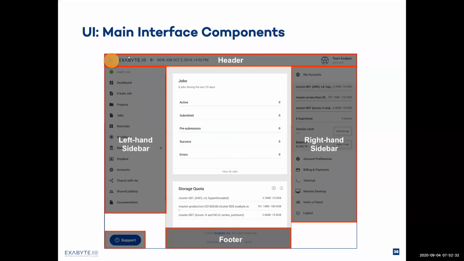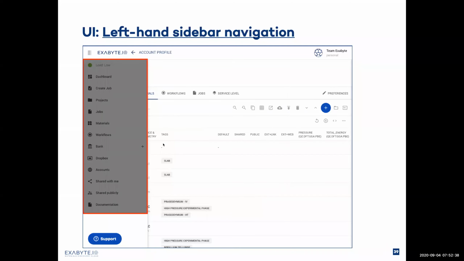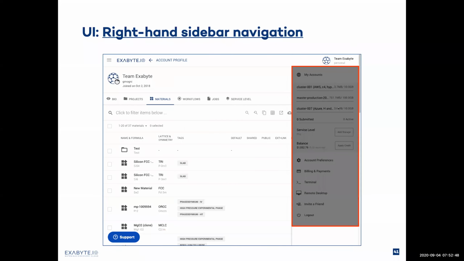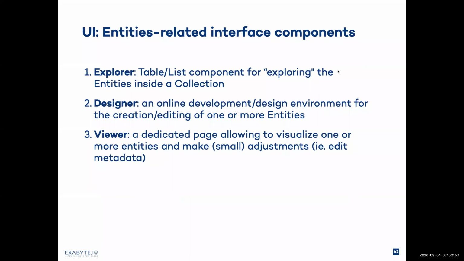To open the left-hand sidebar, we need to click over here into the top right corner. And as you can see, it contains short links, links to jobs, materials, workflows, the entity. In the right-hand sidebar, we have things like the web terminal, access to the payments and billing information.